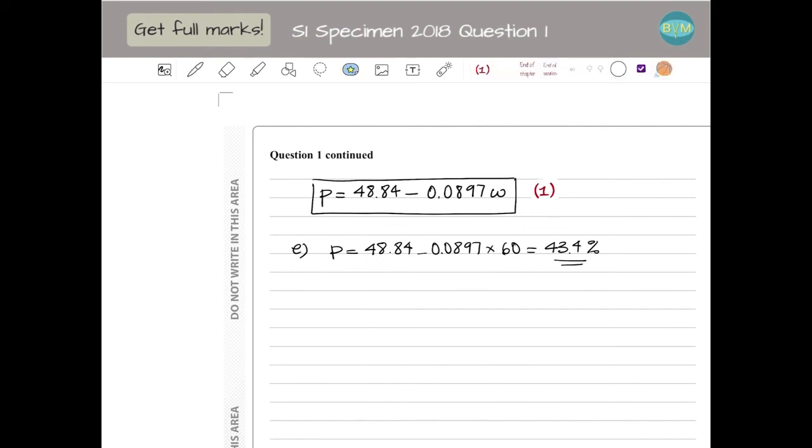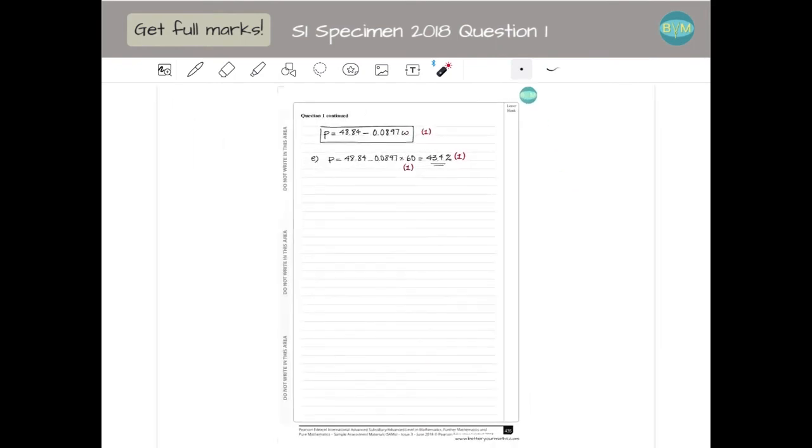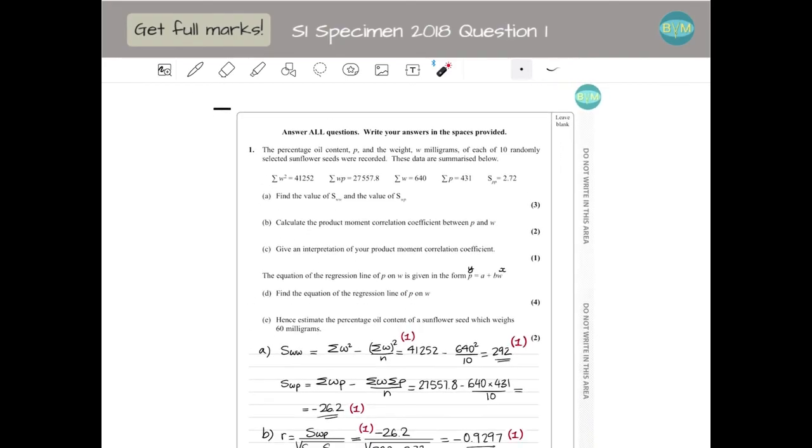And the 2 marks that you have here, one is for the method, so for substituting your value in the regression line, and the other is for the final answer. So 2 marks for this part of the question. 4 marks for question D. Question C is 1 mark, 2 marks for question B, and 3 marks for question A. So lots of marks here. And this is all with this question.